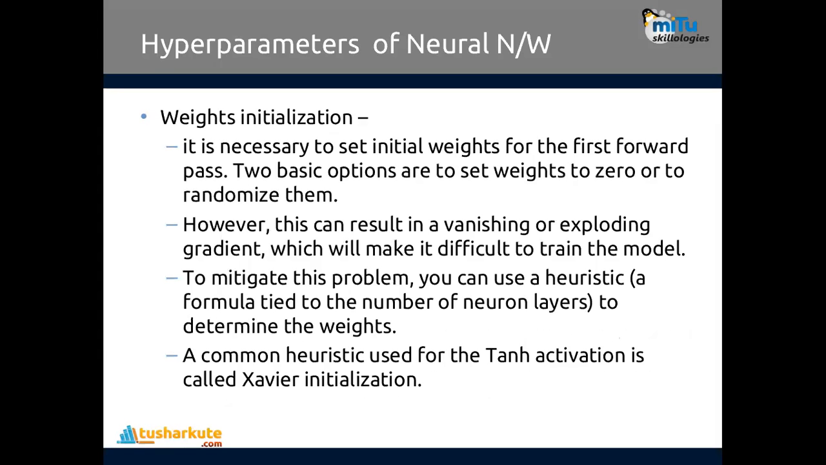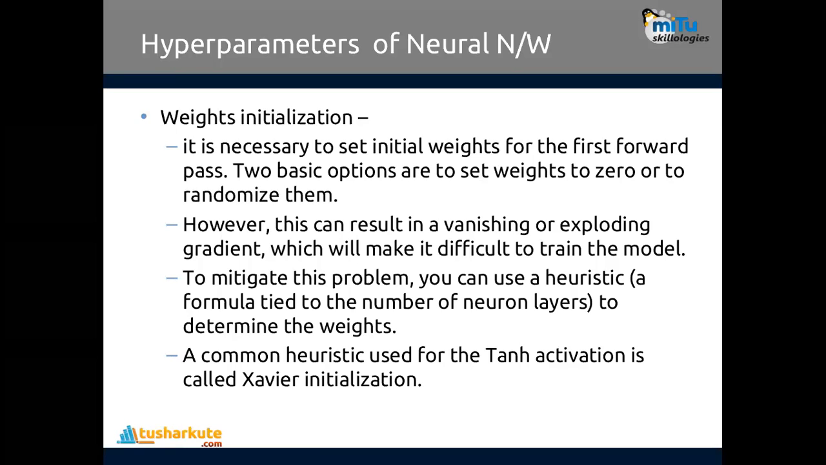The last one is weight initialization. It is necessary to set the initial weights for the first forward pass. Two basic options are to set the weights to zero or to randomize them. Generally we can specify these weights, but most of the time random values are taken. Most of the algorithms implemented in machine learning and deep learning take initial values in random format, and after that start adjusting them.